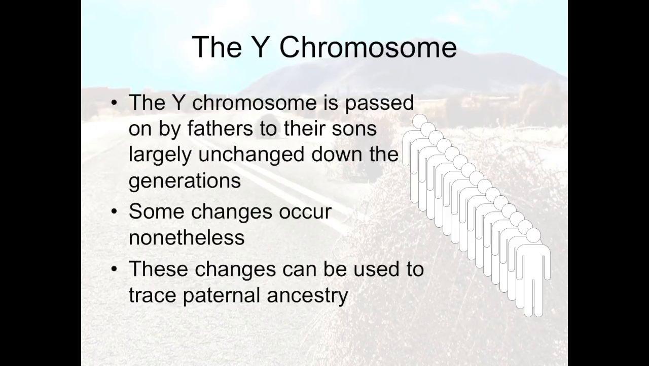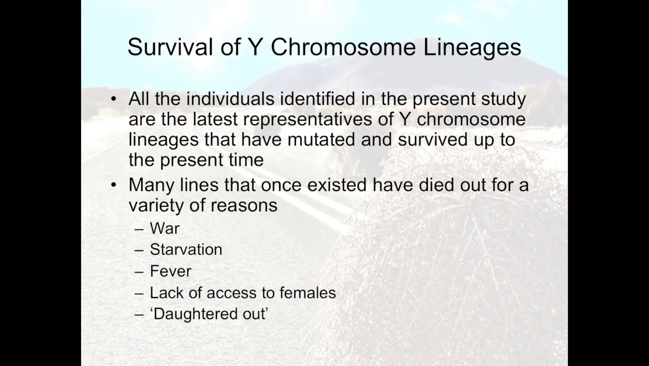The Y chromosome is passed on from fathers to their sons, largely unchanged down through the generations. Some changes do occur, and these changes can be used to trace paternal ancestry. One of the things I think we've got to remember when we're doing all of this is that all the individuals identified in this study and all the other Y chromosome tests that we're talking about on living people, as opposed to ancient DNA, are the latest representatives of Y chromosome lineages that have mutated and survived up to the present time.